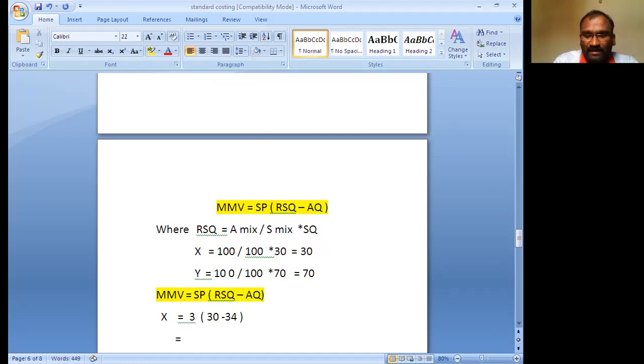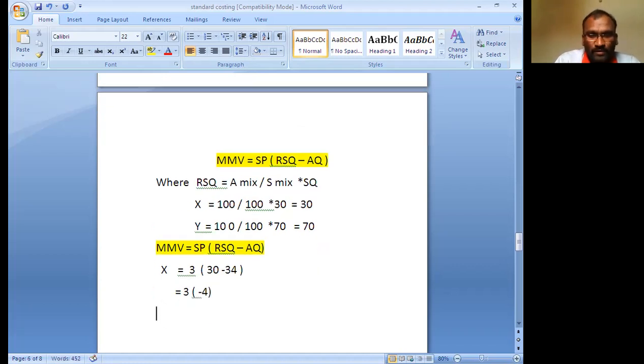Now you are getting the 3 bracket open 30 minus 34, you are getting the negative value. So how much amount are you getting? Minus 4. So next, 4 into 3, 12. That is the A value. Negative means you are mentioning the adverse value.